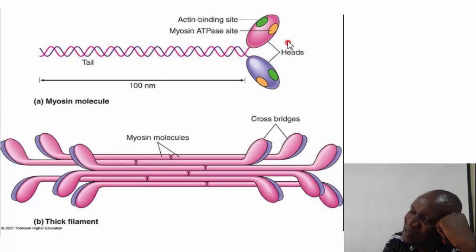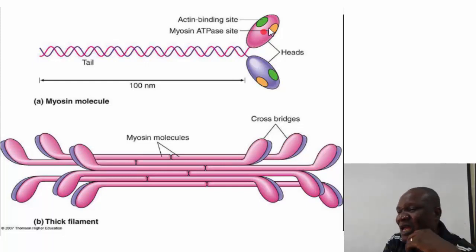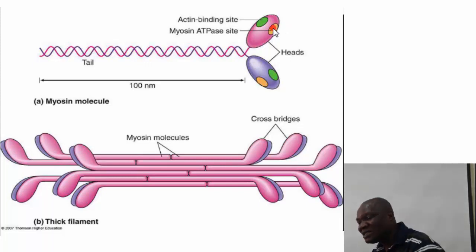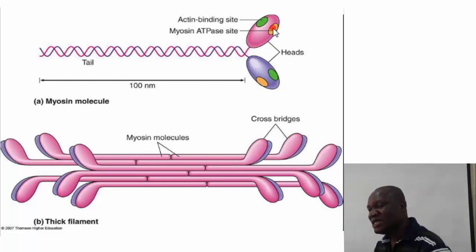Now the heads have 2 main sites: an actin binding site and an ATPase site. The ATPase site is an enzyme that hydrolyzes ATP. And the actin binding site will bind to the thin filament, which is made up of actin.